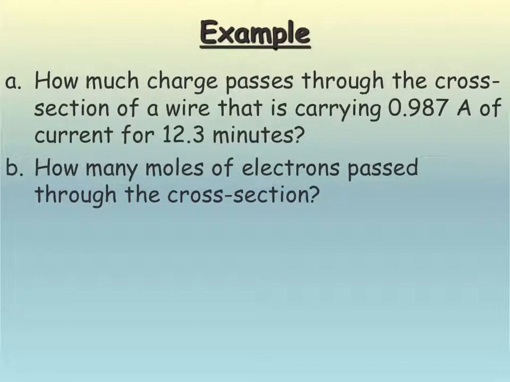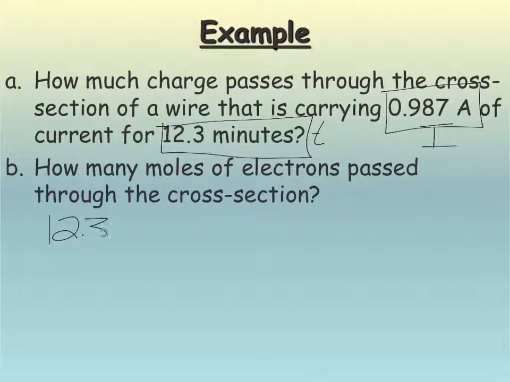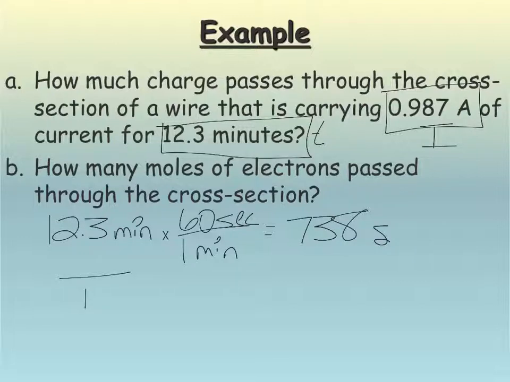So an example. How much charge passes through the cross section of a wire that is carrying 0.987 amps? That is our current, for 12.3 minutes. That is our time. Now our time needs to be in seconds, so the first thing I need to do is convert it to seconds. Basically I'm just multiplying it by 60, and when I multiply it by 60, I get 738 seconds.